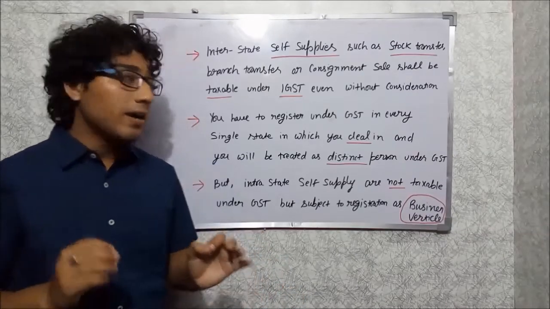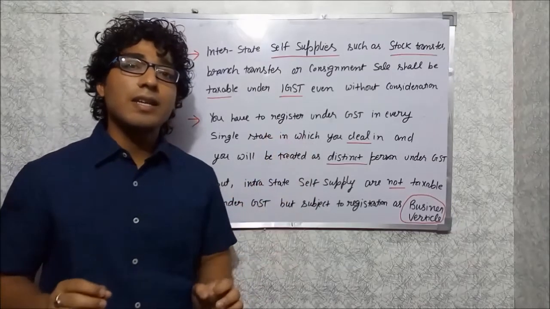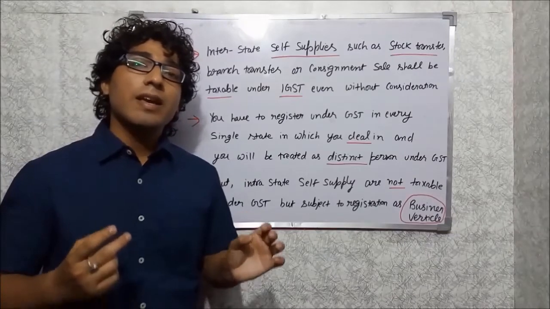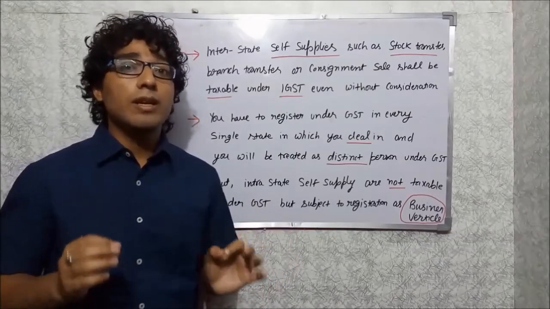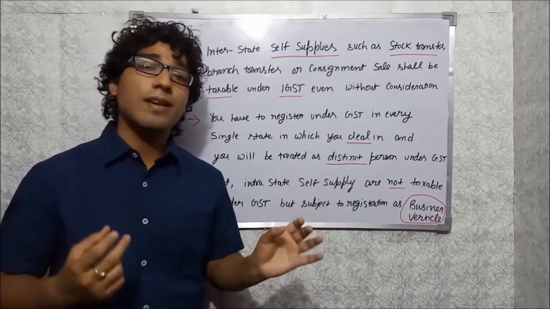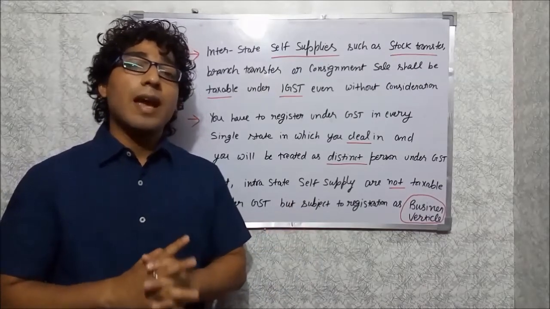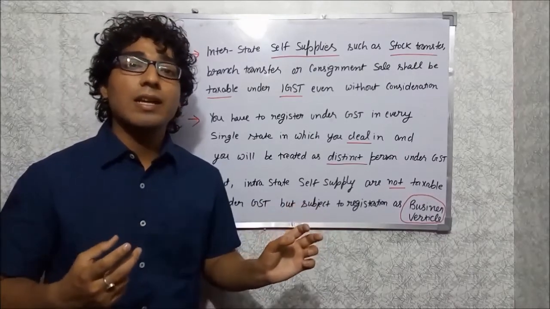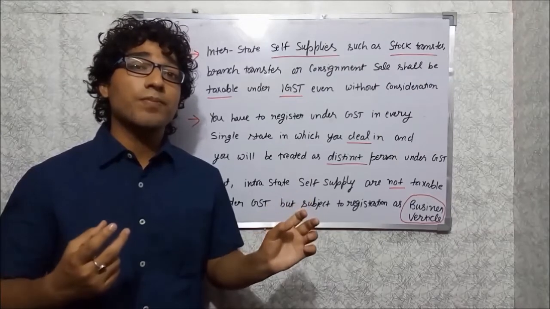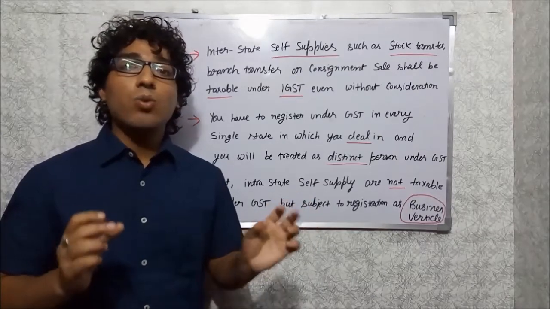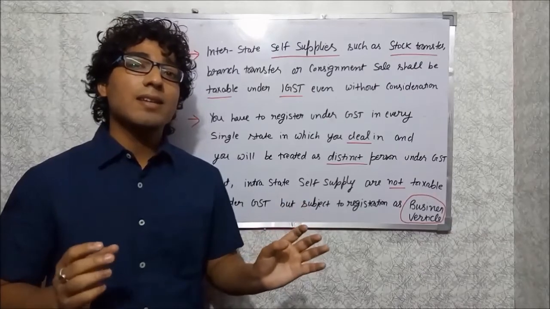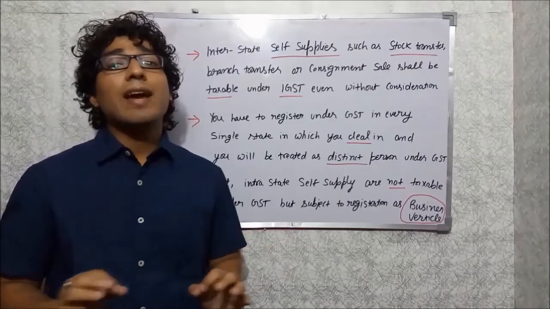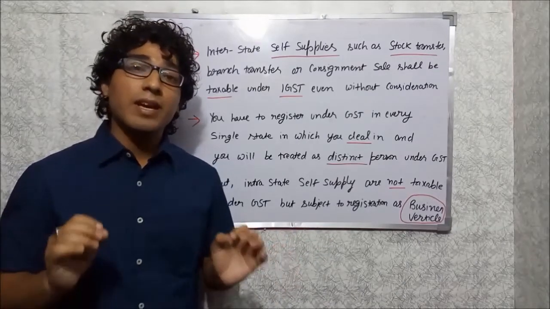Under GST you have to register in every single state in which you deal. So suppose you have two branches in different states, you have to register under GST as separate persons, and if you have two registrations, then you will be treated as distinct persons. If you supply goods such as branch transfer or stock transfer, it will be treated as a supply to another person.